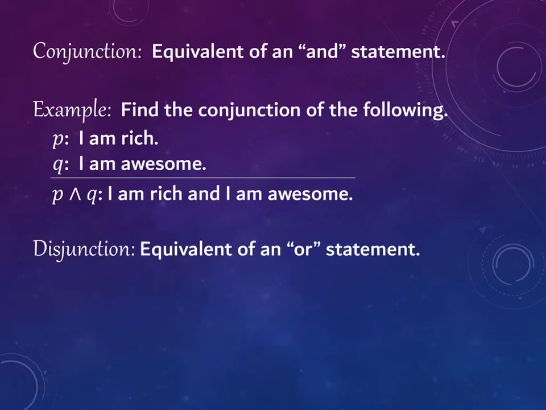A second type of way that we can combine statements is with an or statement, or it's called a disjunction. So if I use the same P and Q that I have on the screen right there, I am rich, I am awesome, what would the disjunction formed with those two statements be? Very good. I am rich or I am awesome.